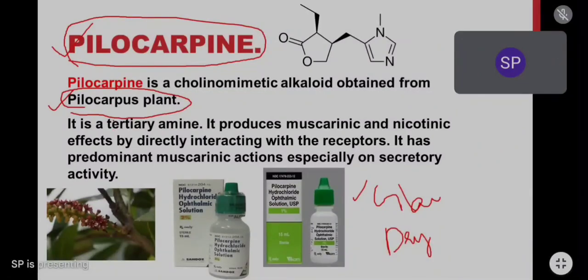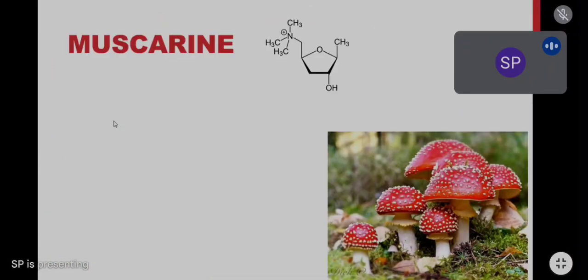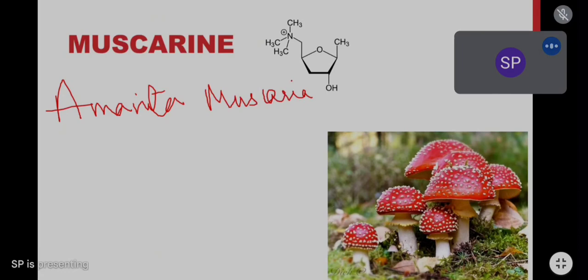Okay, next we have muscarine. Yes, muscarine is another alkaloid which is obtained from Amanita species of mushrooms. In the previous class I think I told some basic things about muscarine. Amanita muscaria is the mushroom. From this mushroom, this Amanita species is obtained. If anybody accidentally ingests this mushroom, the patient will develop all muscarinic actions. Very, very dangerous.